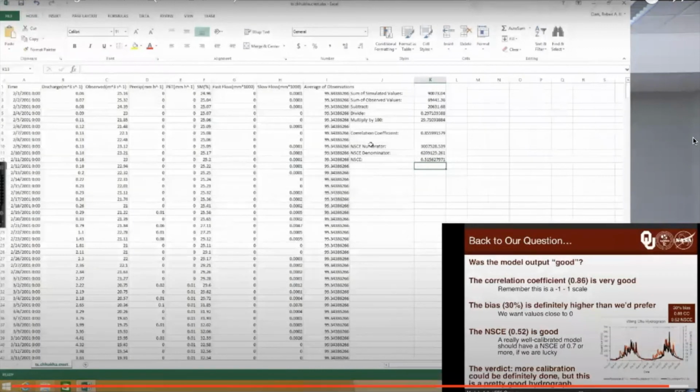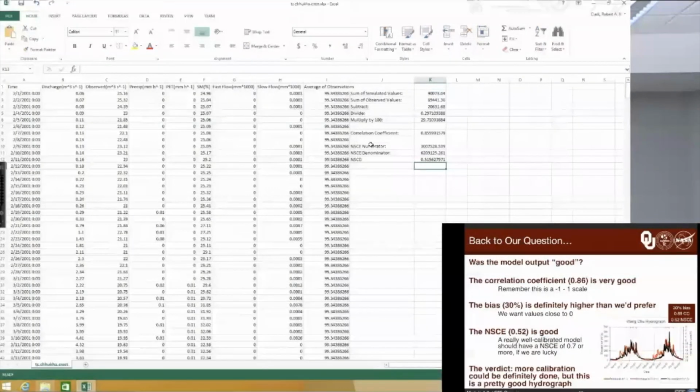For a little calibration, this is a really good result. You could do more calibration to make the model output better, but this is a pretty good hydrograph on the whole.